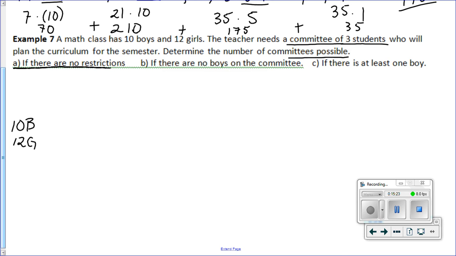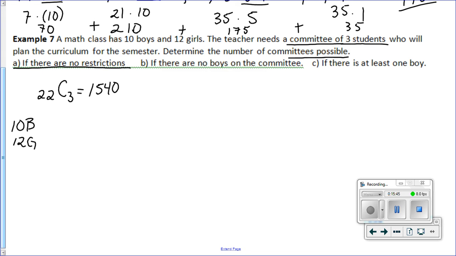So in the first case, it says there are no restrictions. So in that case, I just have a group of students, and there are 22 in total, and I just choose 3. And that turns out to be 1,540.